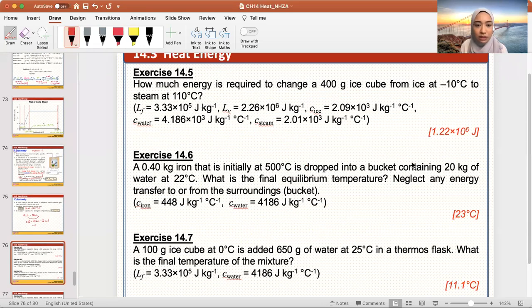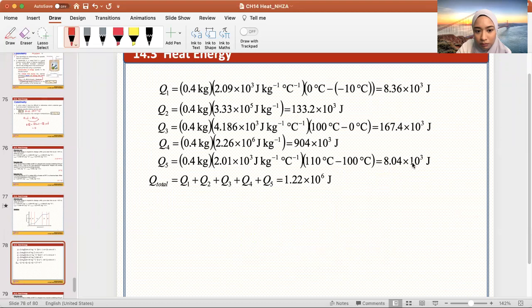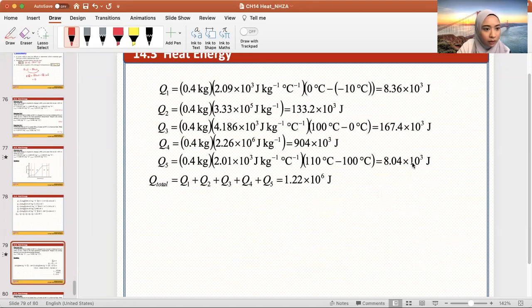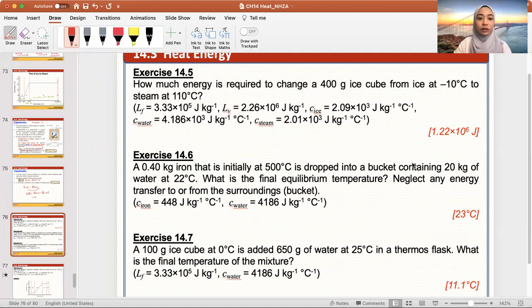Okay, let's do this example first. Ada example tak untuk ni? We have done this one. Have we done this one? Forgot. Oh no, kita buat yang lain. Kita cari calorimetry punya soalan jap.